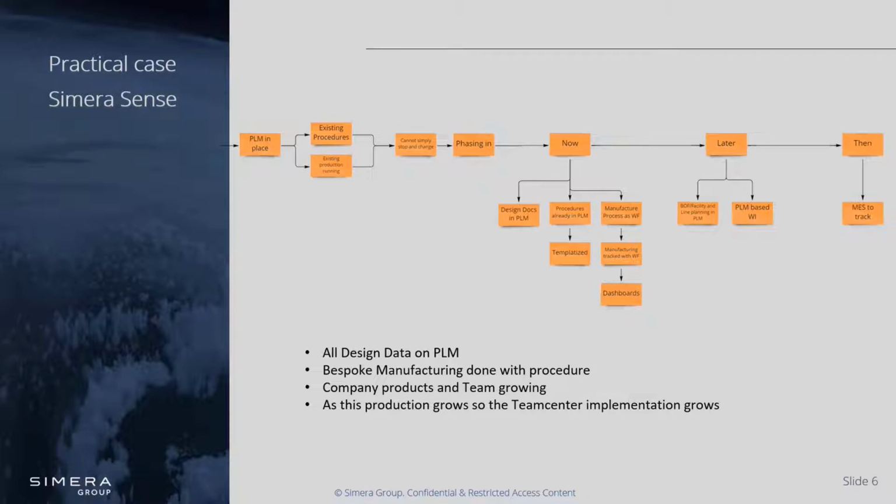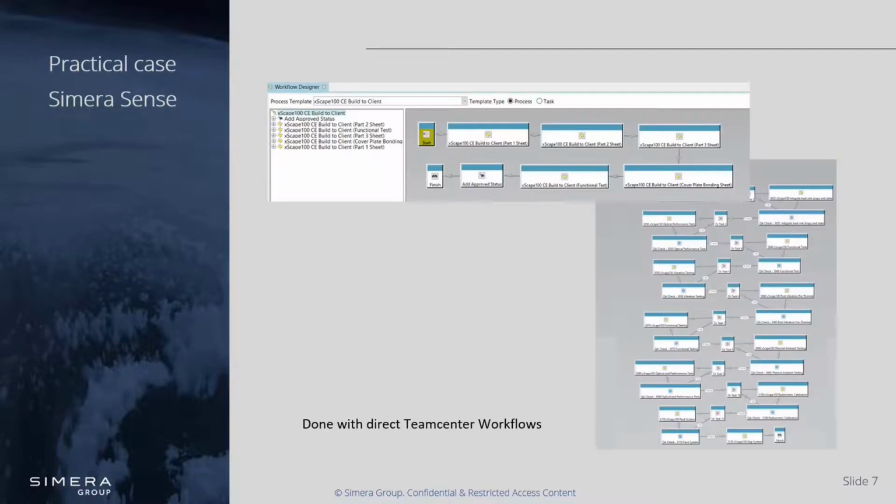In the case of Sense, as the production volumes and the team itself grew and is still growing, Sense is continuously upscaling both their personnel and their Teamcenter installation and use accordingly. So they are on a continuously growth path. They started by having all the data and procedures inside Teamcenter. Then they moved and added some Teamcenter workflows to control releasing of documents and changes through ECP processes. After that, they added some more direct ECP workflows to track the manufacturing.